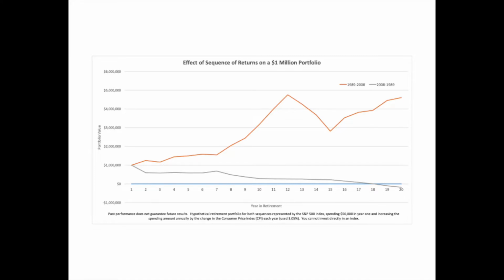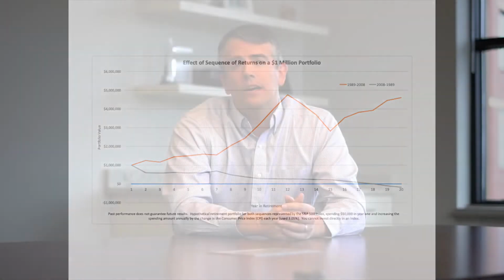But if you experienced the second sequence of returns, and 2008 was your first year, that means your portfolio fell by 37% in year 1. So your $1 million just turned into $630,000. And then you spent $50,000. So now you're at 580, and the portfolio just doesn't have the ability to recover. So you end up running out of money in 18 years.